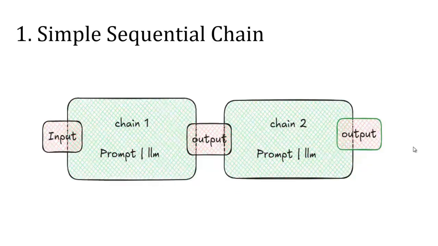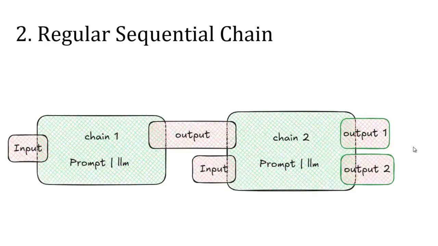In short, we can use a simple sequential chain when the output of first step goes directly to the next step. We can use regular sequential chain when you need additional inputs or multiple outputs. Both of these patterns help us organize modern workflows using LangChain expression language. So now let's implement this. Let's jump to VS Code.